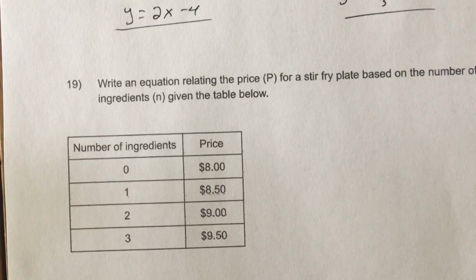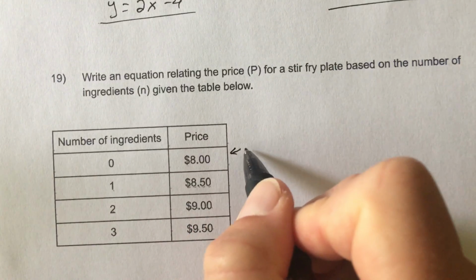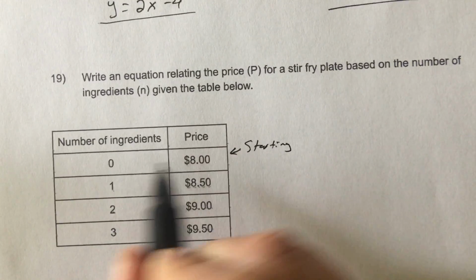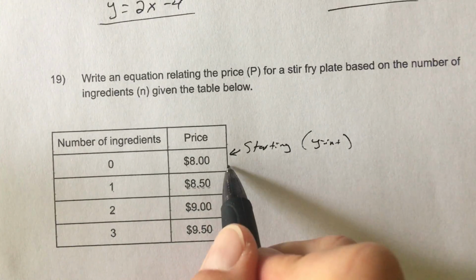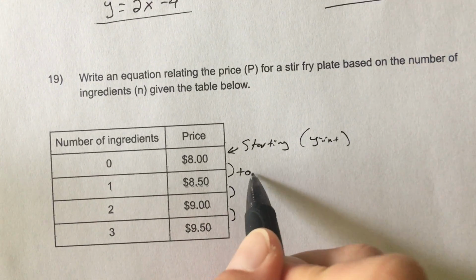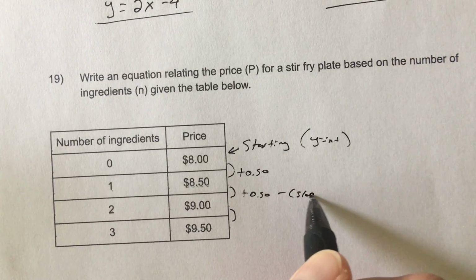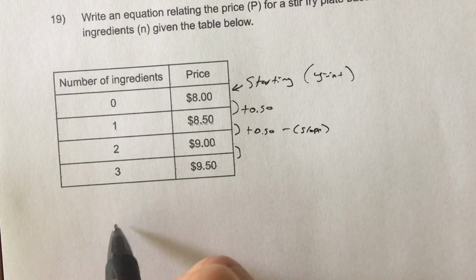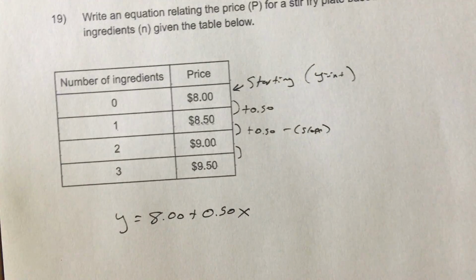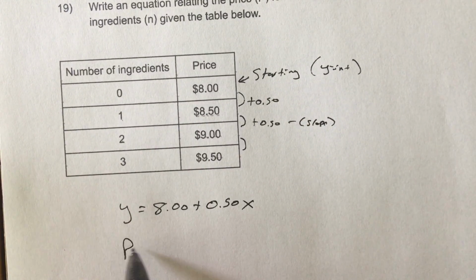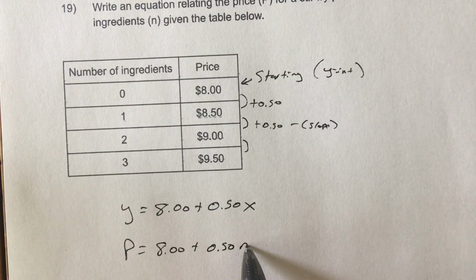And then this last one gave us a table for a stir-fry plate based on how many ingredients we would want. We can see initially this is our starting amount, right, is $8 if we have no ingredients. That's what's going to be the y-intercept for us, okay? And then you can see that as you add an ingredient, you're adding 50 cents each time. That's going to be our slope, right? So again, if we were using y and x, it would be y equals starting amount $8 plus 50 cents per item. But if we use their variables, then the price would be $8 plus 50 cents times n.